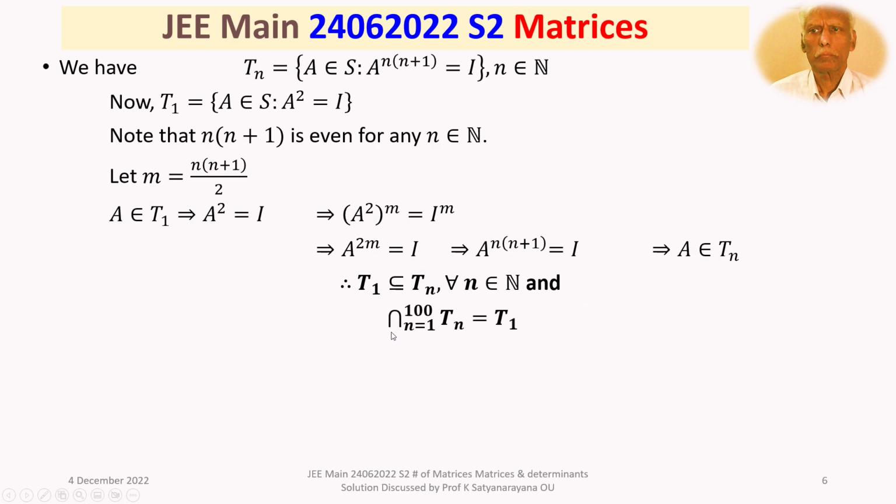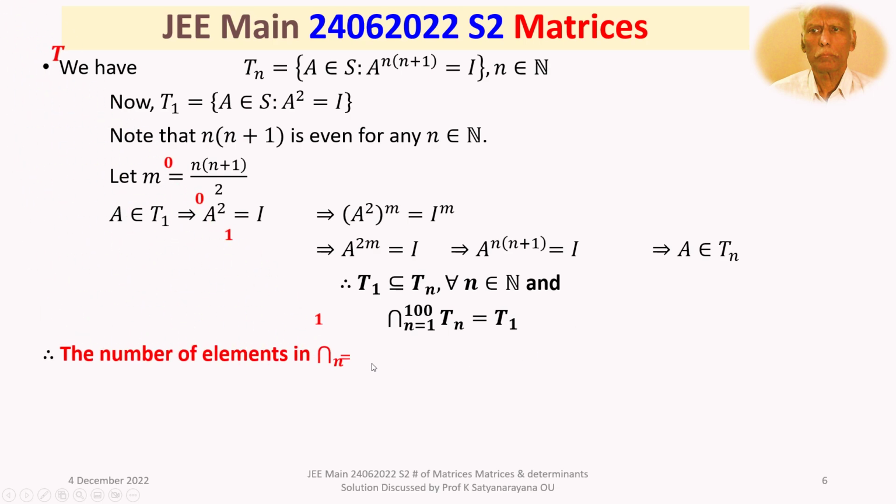So the intersection of Tn for n equal to 1 to 100 means T1 intersection T2 intersection T3 up to T100. In all these, T1 is contained in Tn for all n. Therefore the intersection will give you the smallest set, which is T1. So the intersection of Tn, n equal to 1 to 100, is equal to T1.